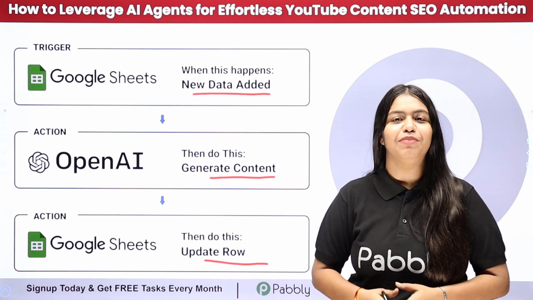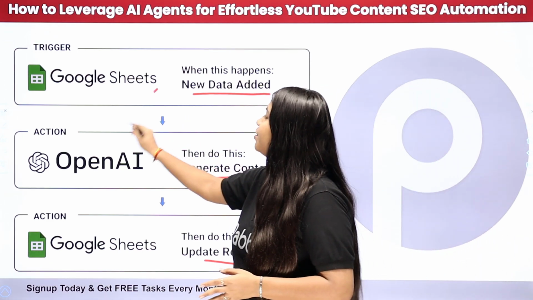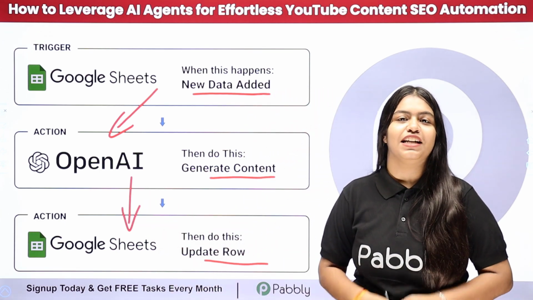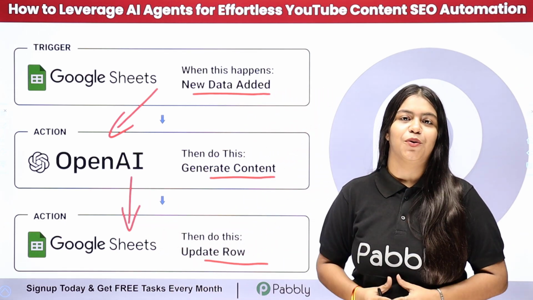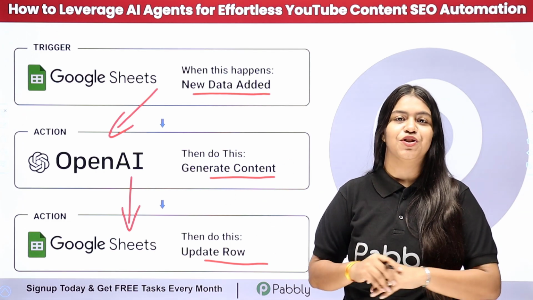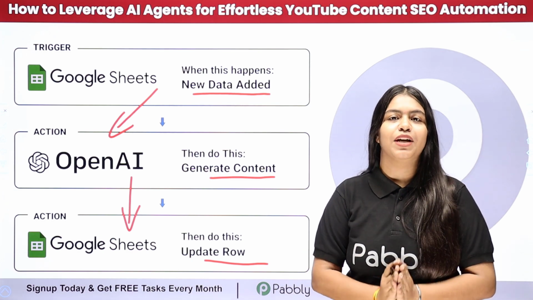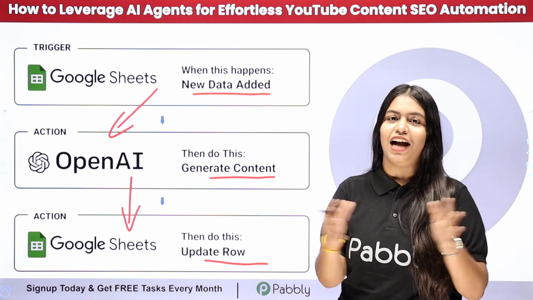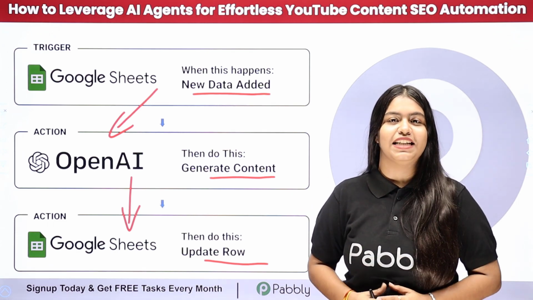So to do this, we are simply going to create a connection between Google Sheets, my AI agent, and then Google Sheets. And to create this connection without knowing any programming or coding language, we are going to use Pabbly Connect. It is an amazing automation software. So if you also want to create this amazing automation for your own YouTube channel, then for that you have to come with me towards my screen.